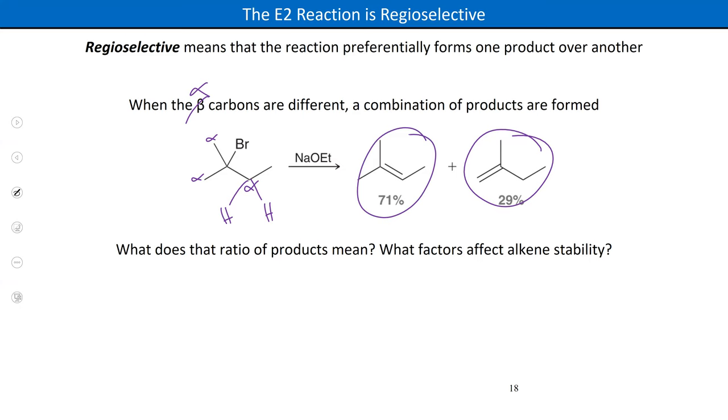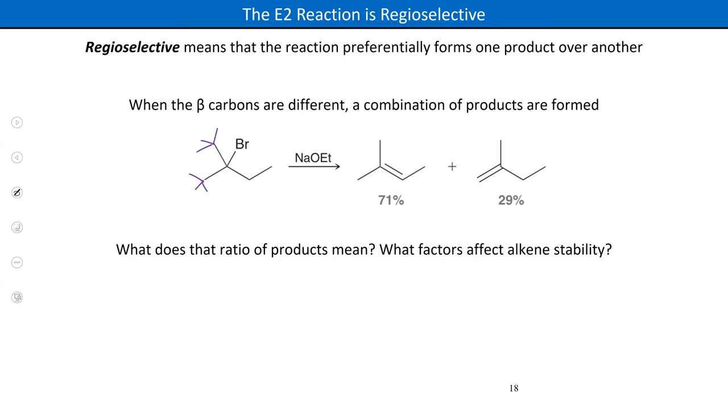So we just looked at the statistics. We just treated it like probability. There are six opportunities to pull hydrogens off here, right? 1, 2, 3, 4, 5, 6. And all of those give us this product. And there's two hydrogens here.